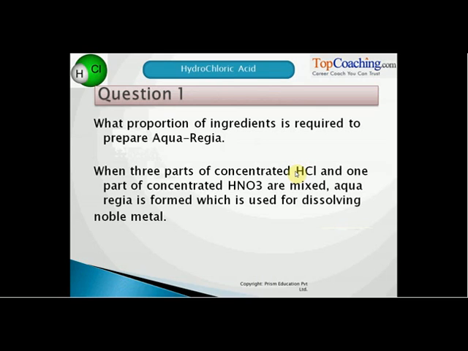What proportion of ingredients is required to prepare aqua regia? As we just discussed, when 3 parts of concentrated HCl and 1 part of concentrated HNO3 are mixed, aqua regia is formed, which is used for dissolving noble metals.